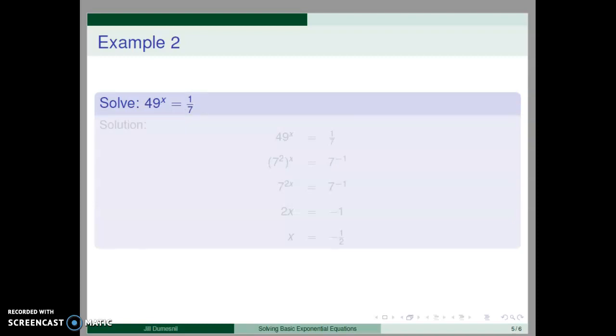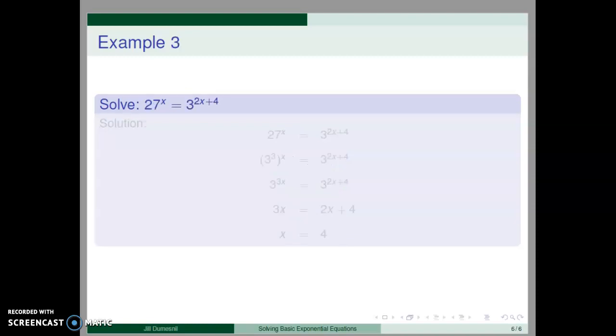Now let's solve the equation 49 to the x equals 1/7. We start with the given exponential equation, but it might not be totally obvious that we have equal bases. So we rewrite 49 as 7 squared and 1/7 as 7 to the minus 1 power. We know that when raising a power to a power, we multiply the exponents, and now we have equal bases. Therefore, the exponents must also be equal. We get that x equals negative 1/2 as the solution to the equation.